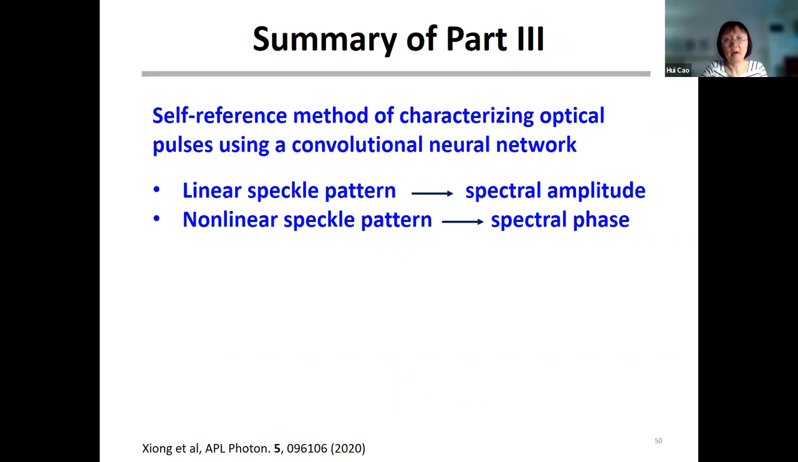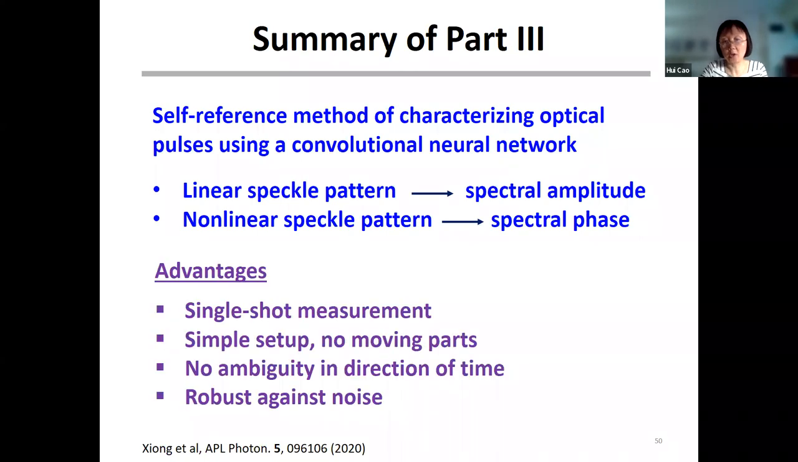So with that, I'll finish that part of my talk. I showed you we can do the self-reference method, characterizing the optical pulse using a convolutional neural network. We use a linear spectral pattern to give us the spectral amplitude, and a nonlinear spectral pattern to give us the spectral phase. The advantages are single shot, a simple setup, no moving parts, no ambiguity in the direction of time, and robustness against noise.